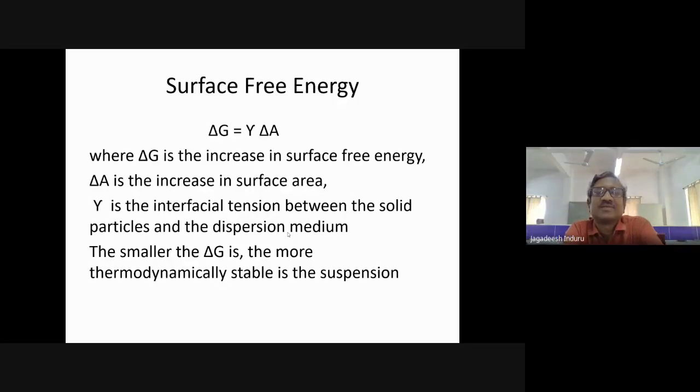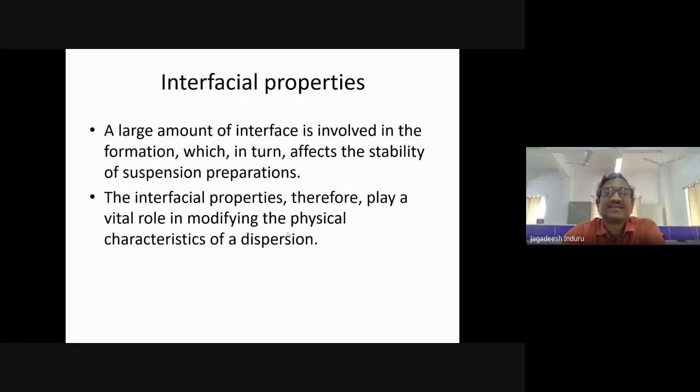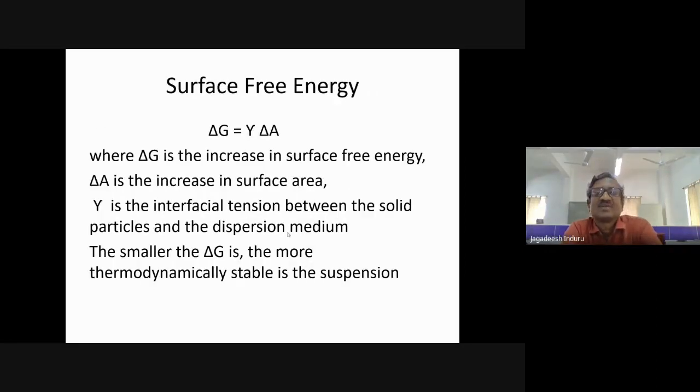The second part which we need to understand in this interfacial property is surface free energy. So what is this?